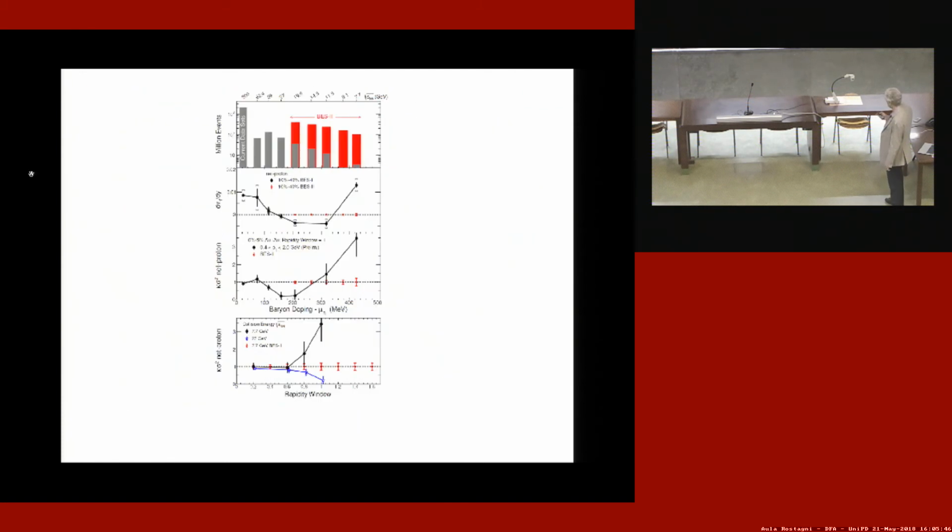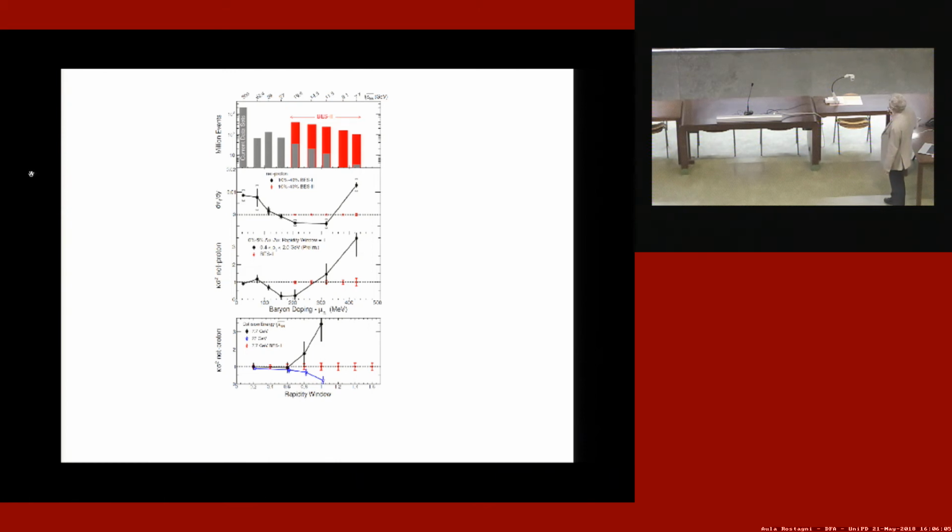And what you see in both these observables, relative to a baseline, is interesting, non-trivial and non-monotonic behavior, but with very large error bars. And I'm only going to tell you about this one. I won't tell you about this one. So I'm going to show you this one again.